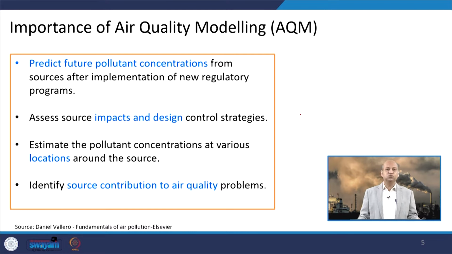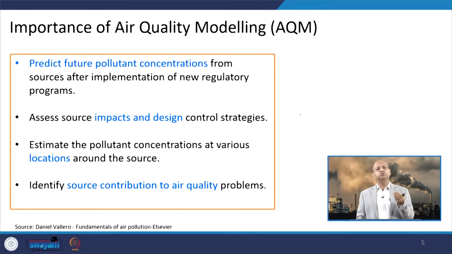Then assessing the source impacts, as I said, and designing control strategies, because if you come to know that because of some industrial area or some additional source, the air quality of a particular destination or receptor is being deteriorated beyond the acceptable limits, then you will suggest some control strategies, like some good fuel, less emitting, less polluting fuel, or some technological interventions which can capture the emissions before they are released into the atmosphere.